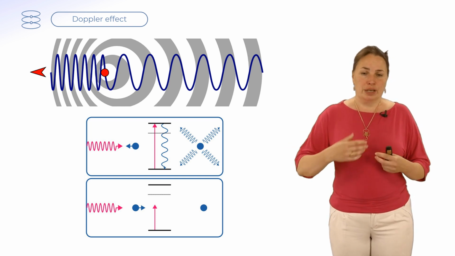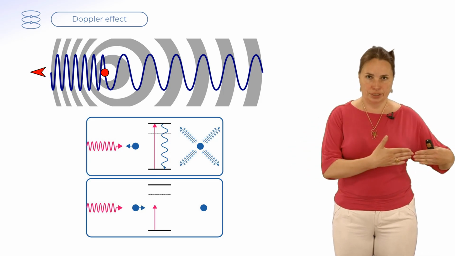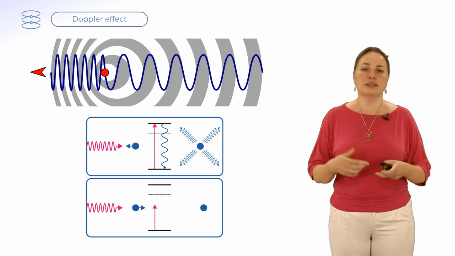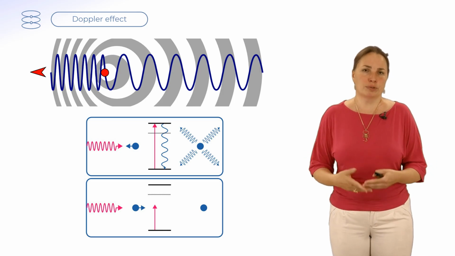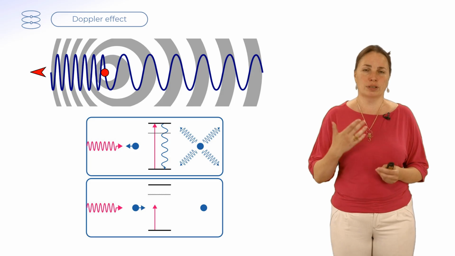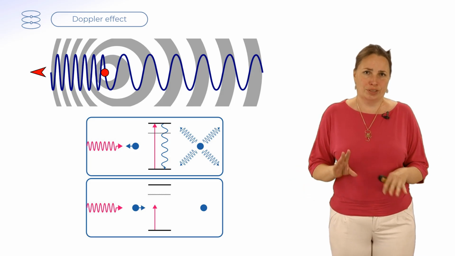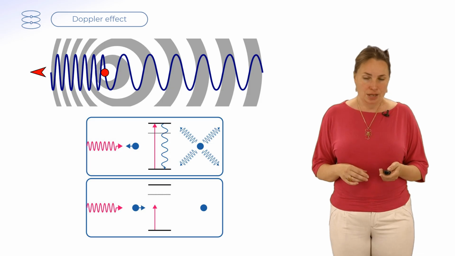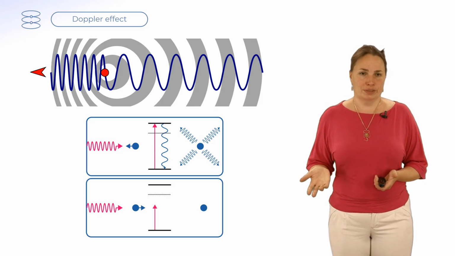Or maybe another case, when the photon goes after the ion, and then the energy of this photon from the point of view of the atom is not enough to excite it to the upper state, and then the ion just doesn't see any photon and nothing happens. And again, we have to remember this is a Doppler effect.